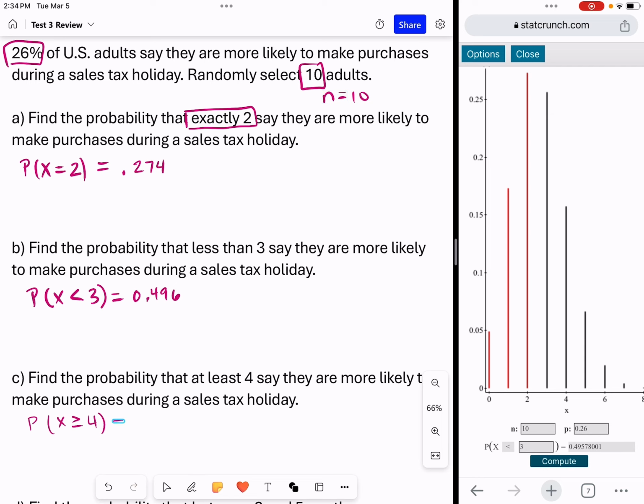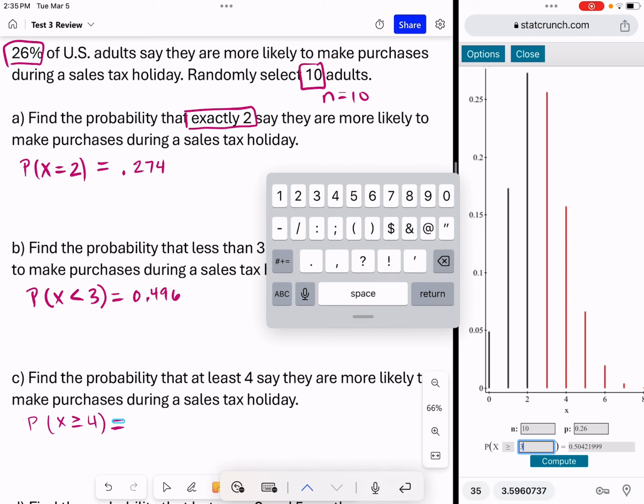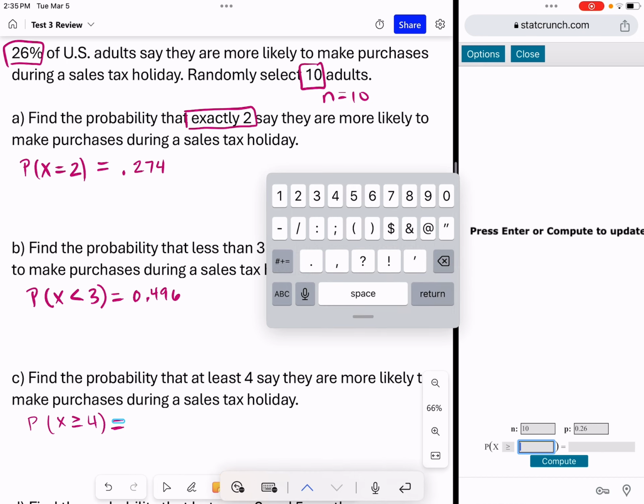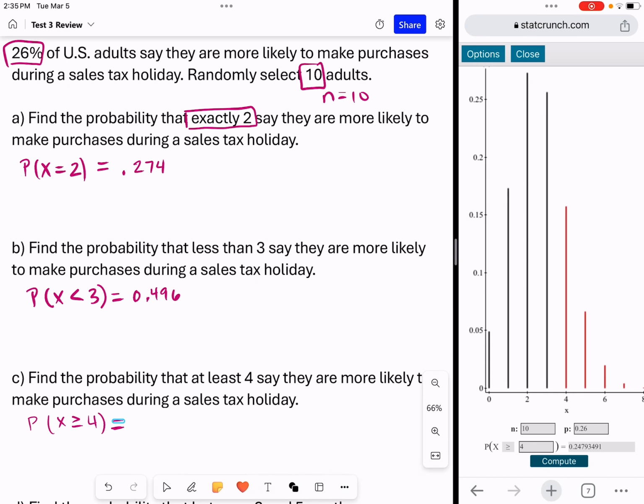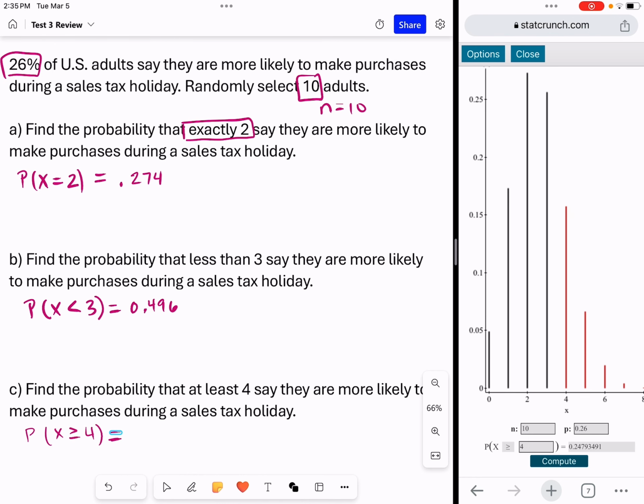And then find the probability that at least 4 say that they are more likely to make purchases during a sales tax holiday. So at least is going to be greater than or equal to. I need to change my sign here, or sorry, my number to 4. And that's going to get me 0.248 when rounded.